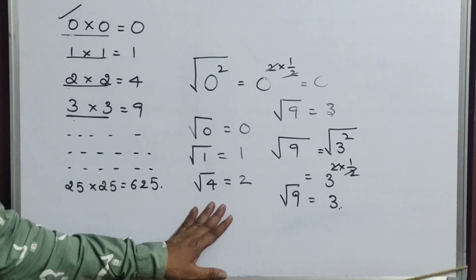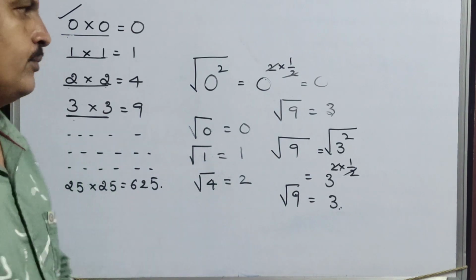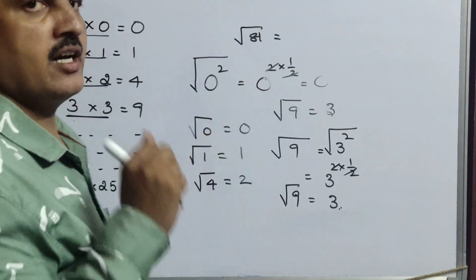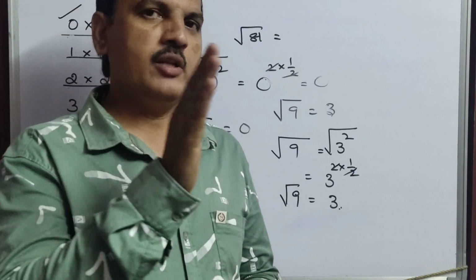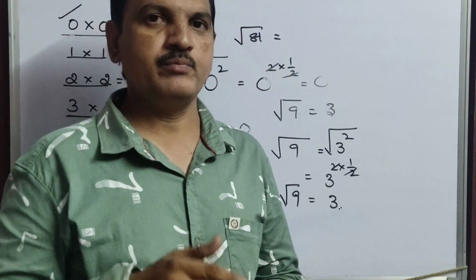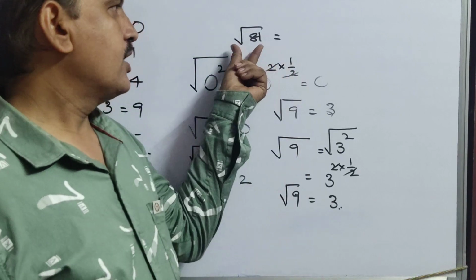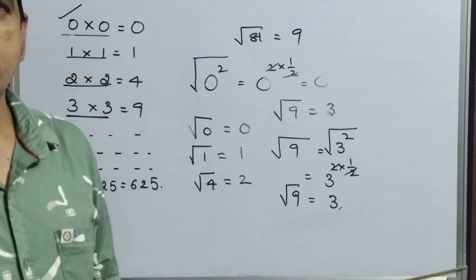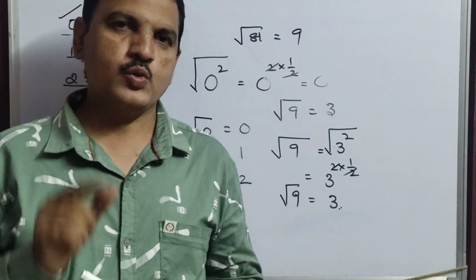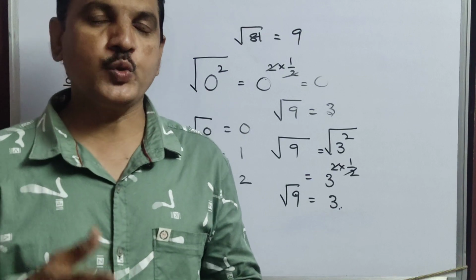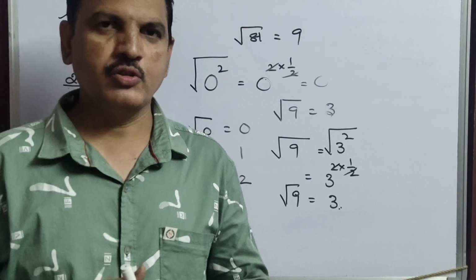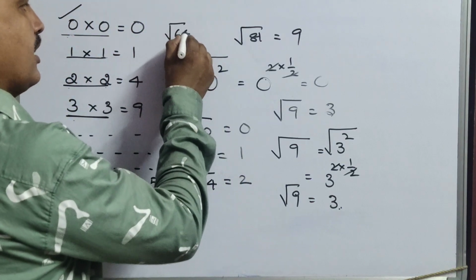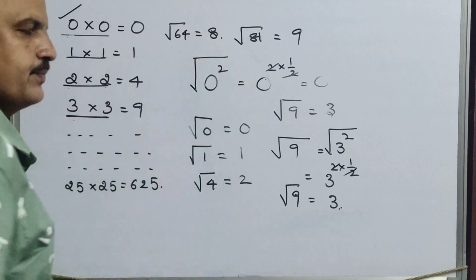So this is only for finding 2 digits, as I told you. Suppose square root of 81. 81 means what? 9 nines are 81. That means both are the same table number, 9 and 9. So the square root of 81 is 9. Is it clear? Now square root of 64. 8 eights are 64, so you can write 8. If they ask, you can straight away write 8.